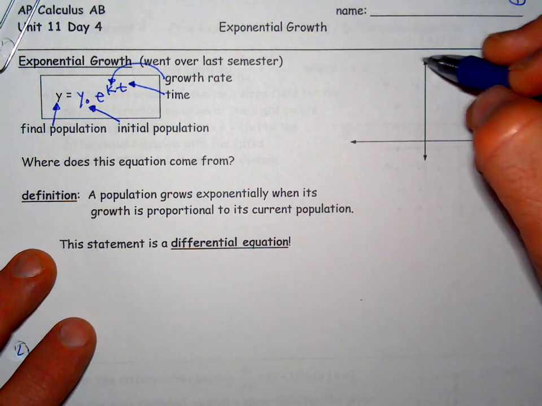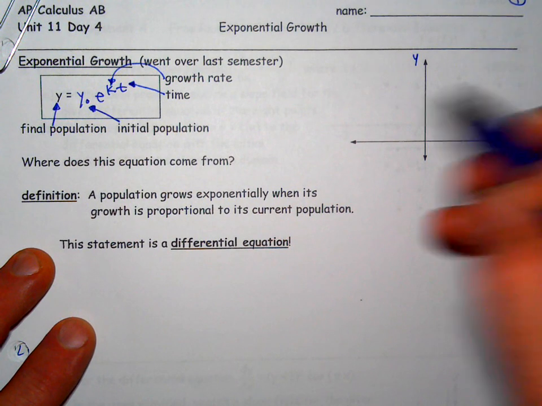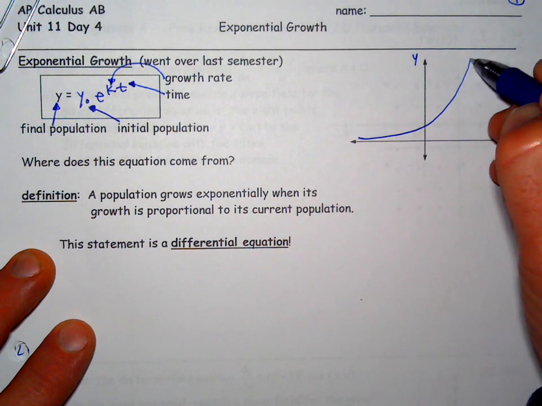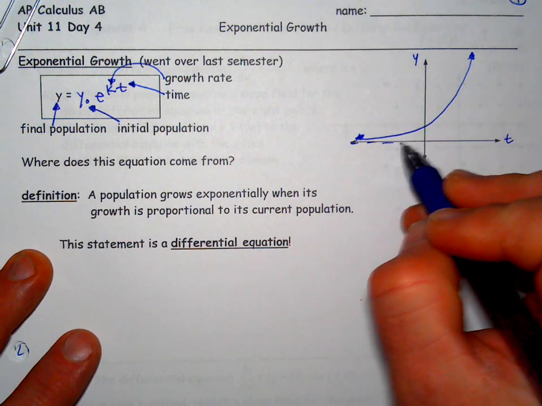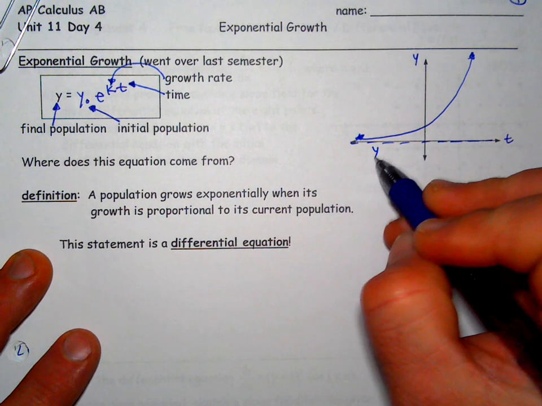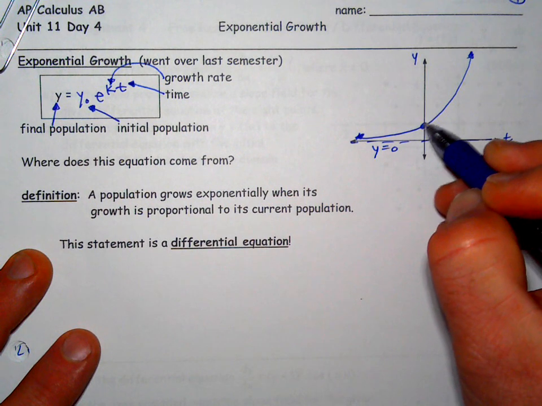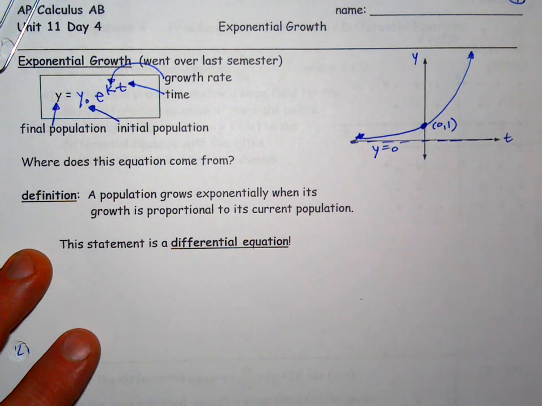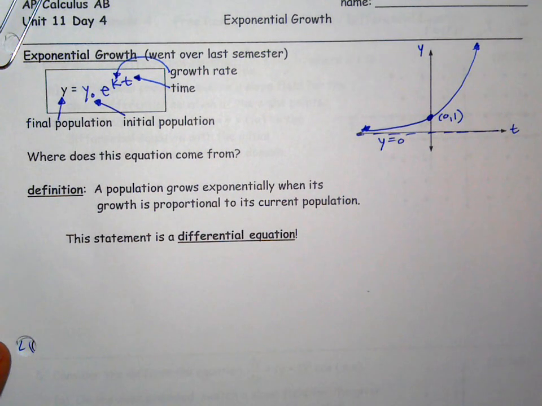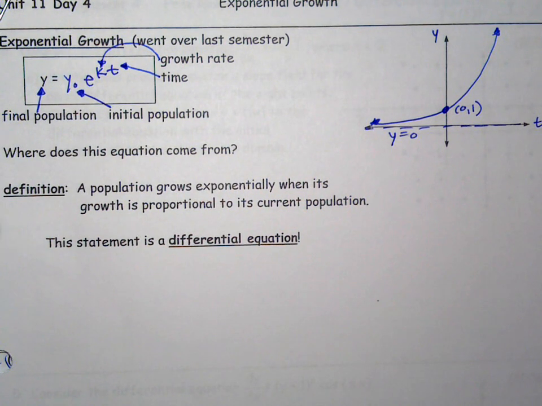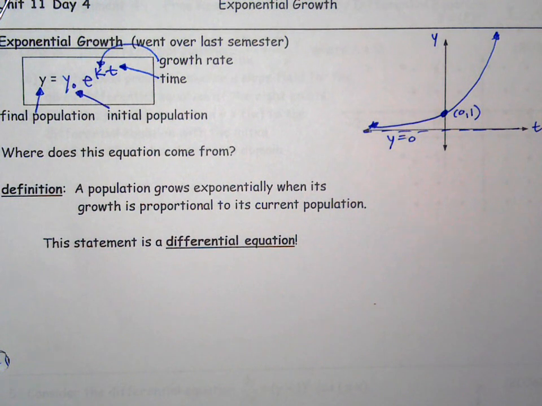The graph of this looks like something like that. It has a horizontal asymptote, y equals 0. It goes through 0, 1. And yeah, it's kind of basic shape that we know. Now, here's a big question. Since Algebra 1, and even this year when I reviewed it, where does this equation come from?